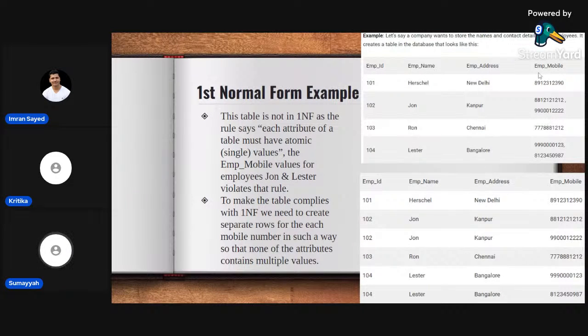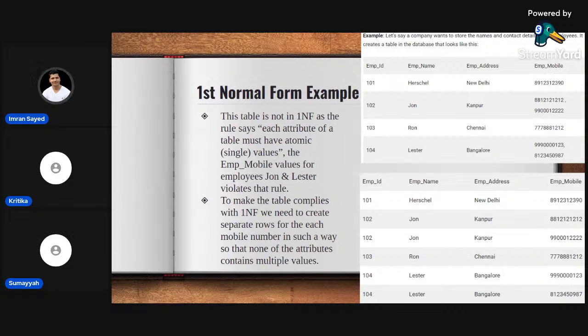So this is an example of an employee database. The employee mobile column is multi-valued. There are multiple entries in each row. So it's not in first normal form. To make it comply with the first normal form, we have to make separate rows for each mobile number, so that none of the attributes contain multiple values. So the emp ID, emp name, emp address will be repeated for each mobile number that they have.